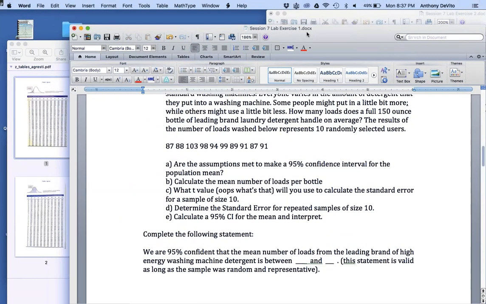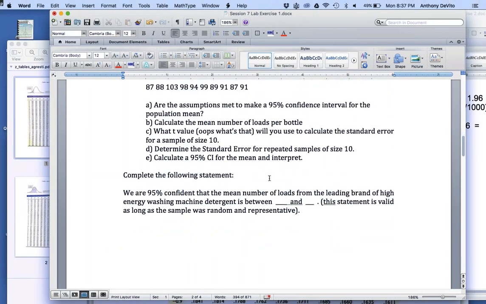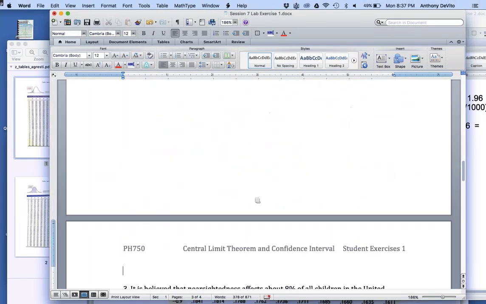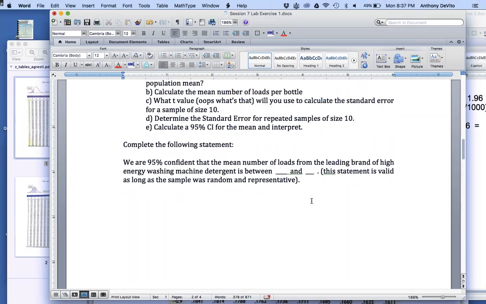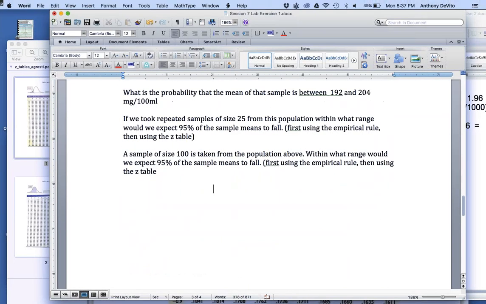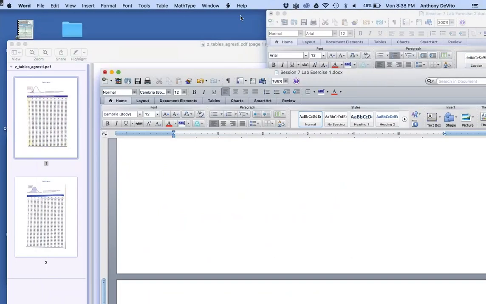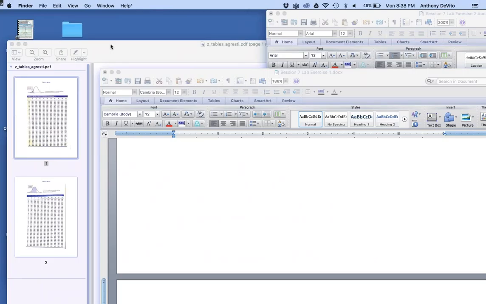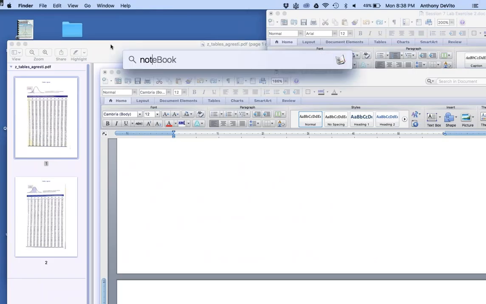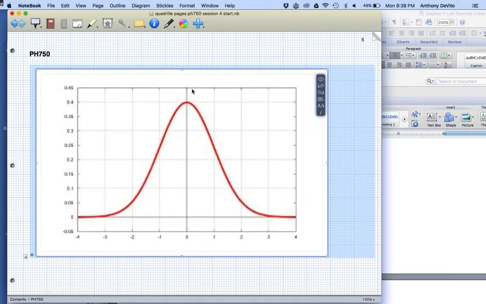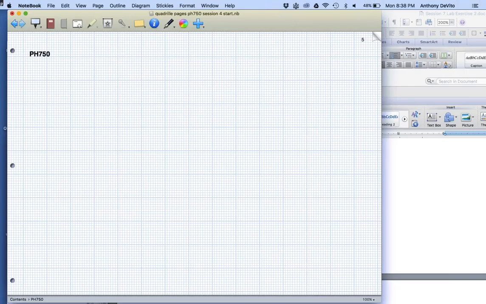Now, the other thing I want to point out to you is what happens if you have a small sample size and you don't know the population standard deviation. In that case, instead of using the formula we were using before, I can't find somewhere to write here, so I'm going to go back to Notepad.